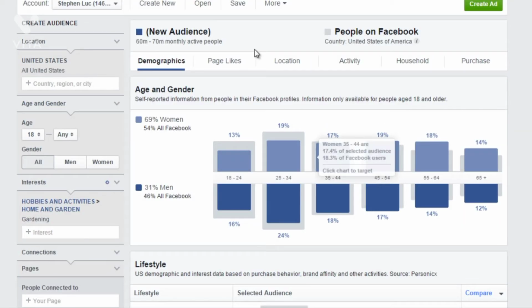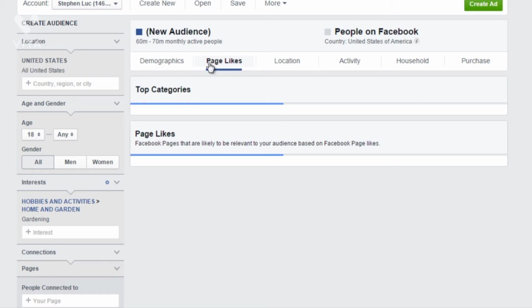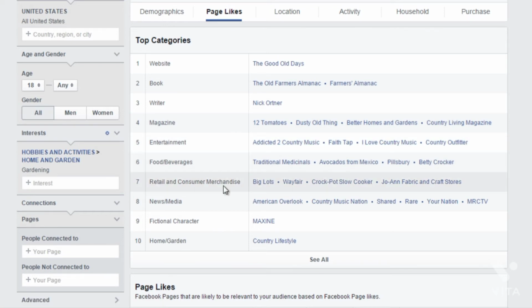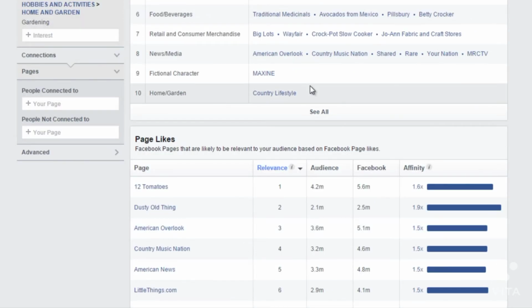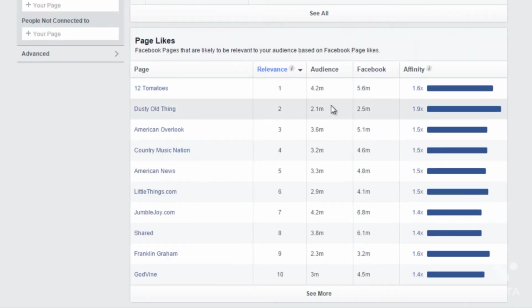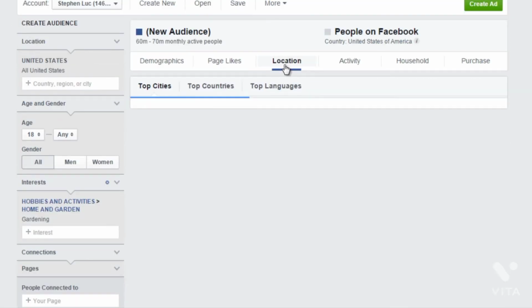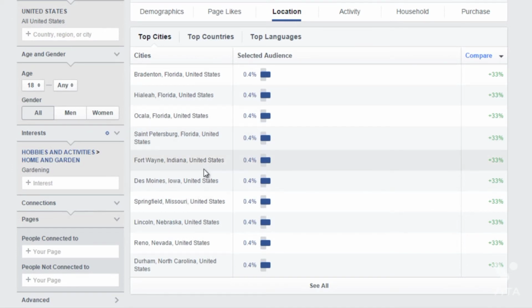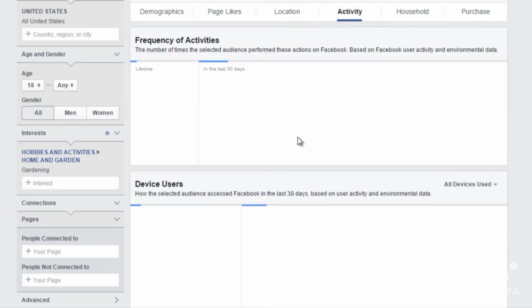And if we go back up here, we can see page likes. What do they like? What kind of pages on Facebook do they like? Website, books, writers, magazines. What kind of magazines are they reading? Better Homes and Gardens, entertainment, country music, food, beverages, news, media, fictional characters, home and garden. What kind of pages do they like? We can see where the majority might be located. So a lot of Floridians, Florida, upper north, Iowa, Missouri. So a lot of East Coast activity.